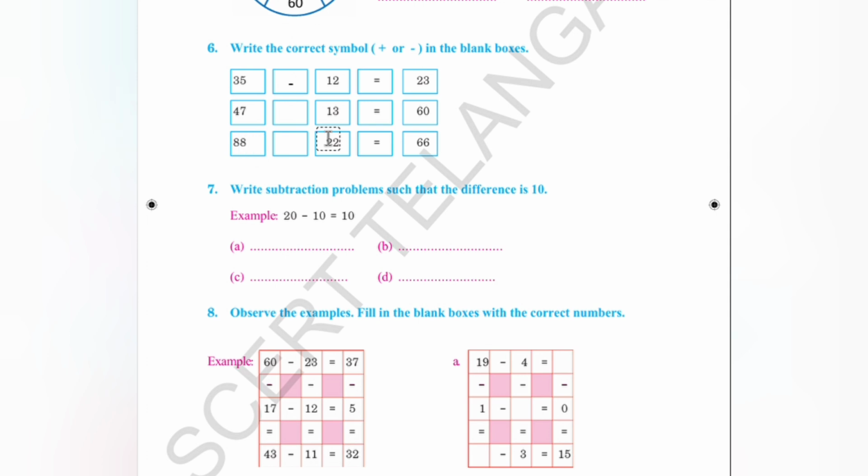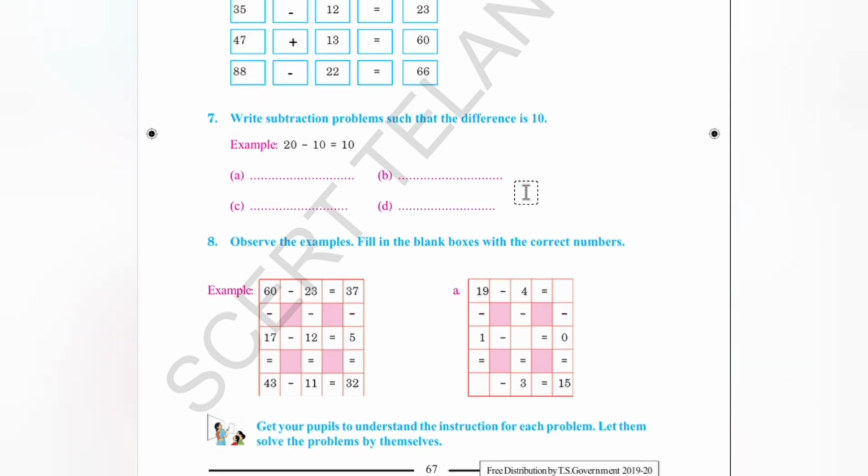47, 13 is given here, and here it is a bigger number compared to the first number. So it is added. So 7 plus 3, 10, 0, balance 1, 4 plus 1, 5 plus 1, 6. Okay, 88 is given here, 22. The result is smaller than this. So put the minus sign. 8 minus 2, 6. 8 minus 2, 6, 66.